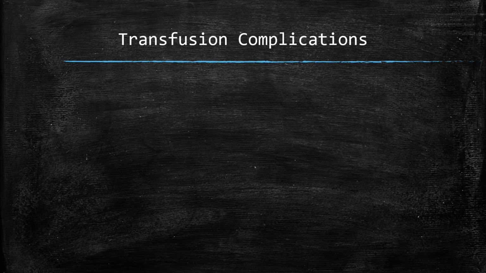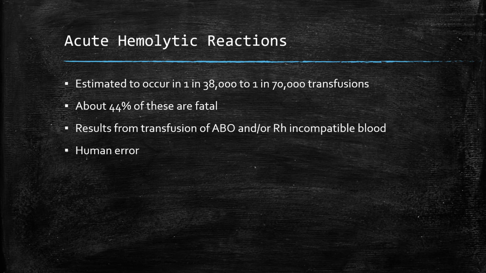Blood transfusions are clearly life-saving in appropriately chosen patients. But like any complicated medical treatment, transfusions have their own inherent risks and complications. By far the most feared transfusion-related complication is the acute hemolytic reaction. This is estimated to occur in anywhere from 1 in 38,000 to 1 in 70,000 transfusions. And about 44% of these events prove to be fatal.